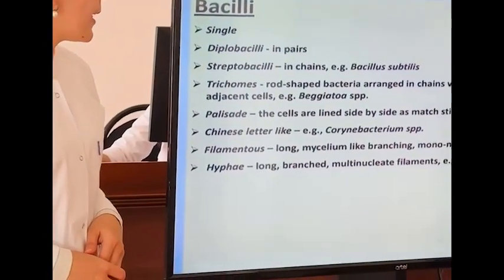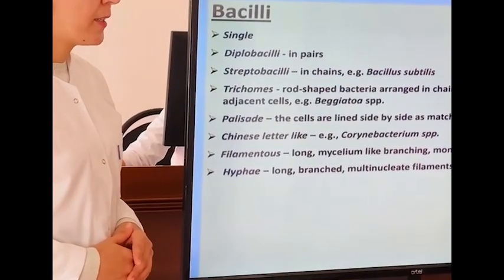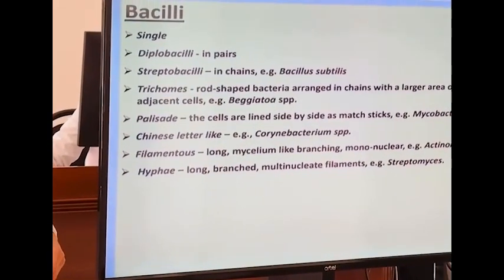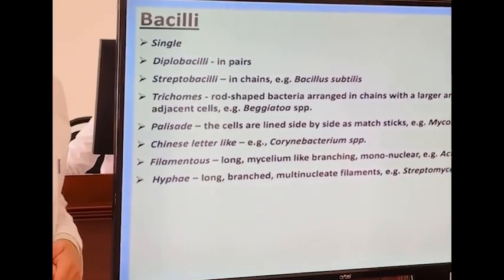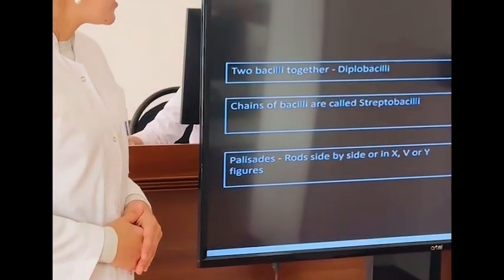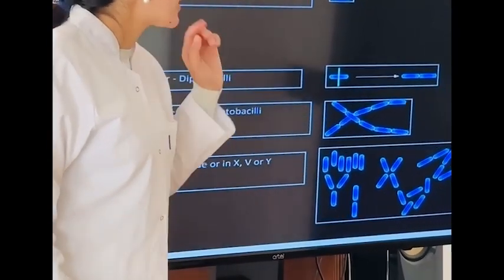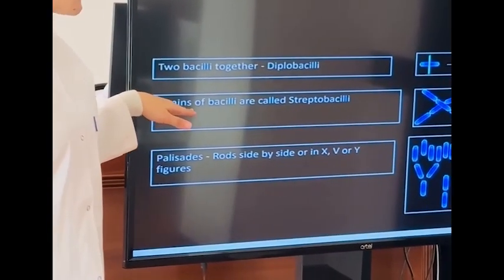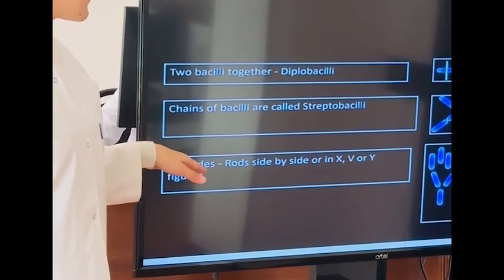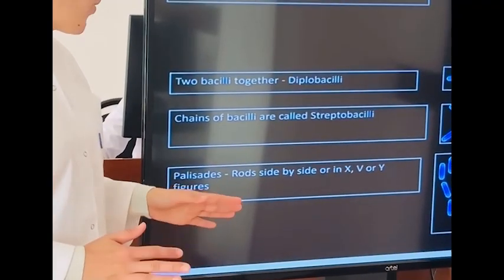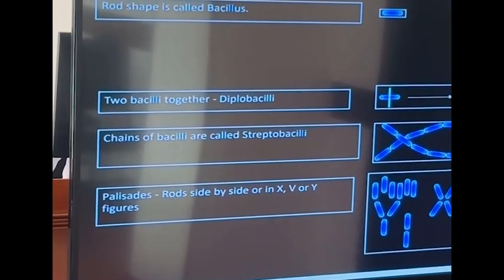And bacilli can be single, diplobacilli in pairs, and streptobacilli in chains, Bacillus subtilis, and palisades, and other types of bacteria. Here we can see monobacillus, and here we can see 2 bacilli called diplobacillus, and chains of bacilli are called Streptobacillus, and palisades lie side by side or in X, Y, or other figures. Here we can see some types of bacillus figures.